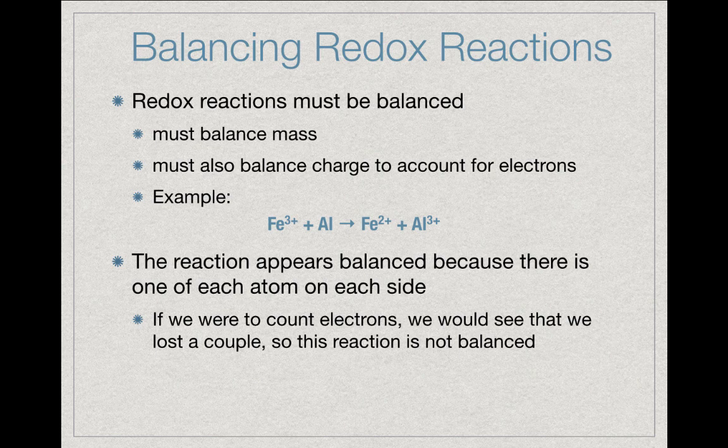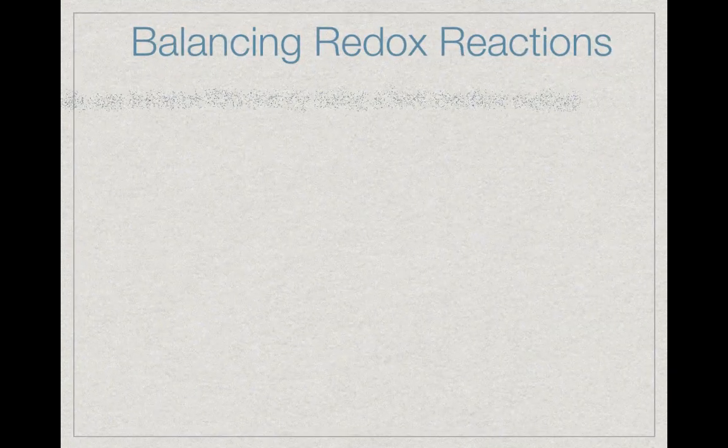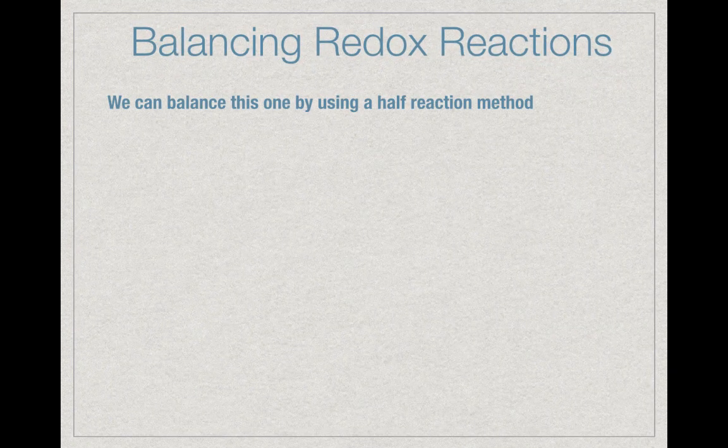We could also see that by looking at the charge. The charge in the reactant side has a total of 3+, and the total charge on the product side is 5+. We have 2+ on the iron and 3+ on the aluminum. So let's take a look at a method of how we could balance redox reactions.